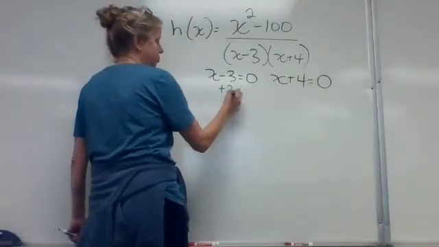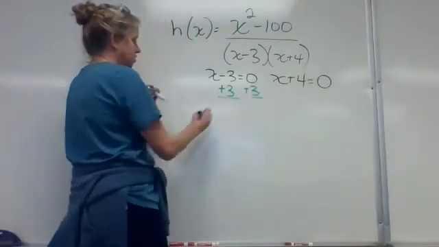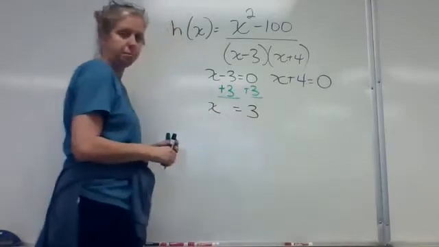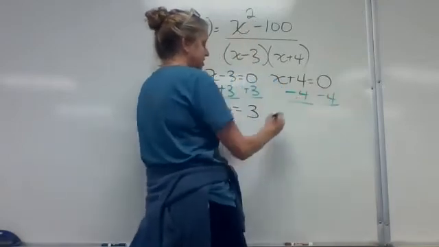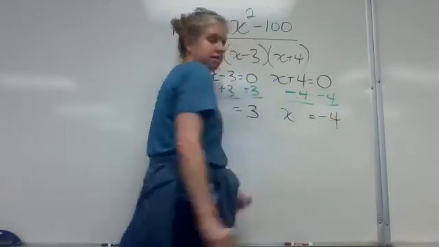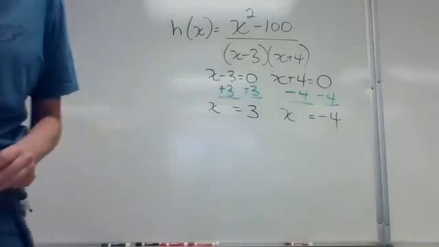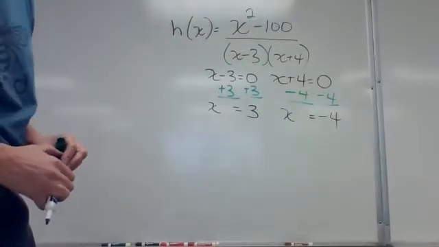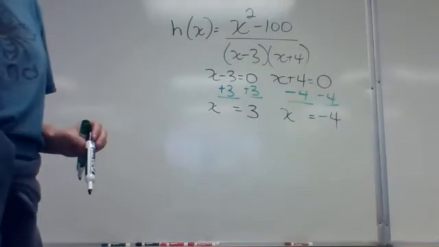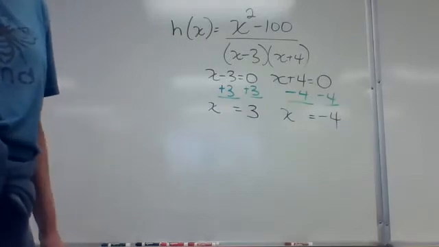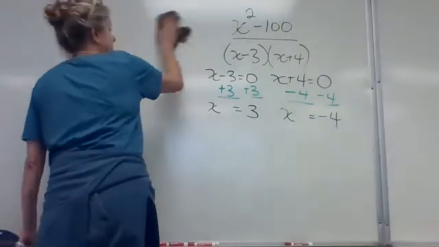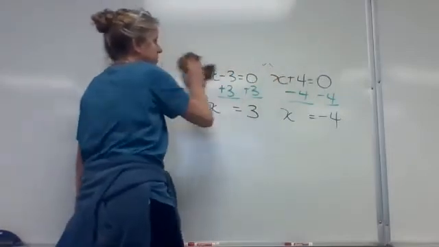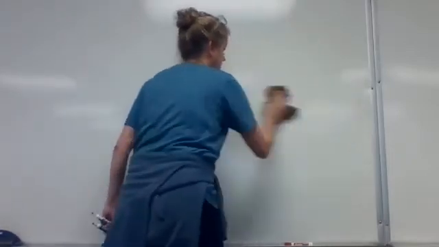So here I would add the 3 to both sides. So x equals 3. And here subtract the 4 from both sides. So x equals -4. So those are your two vertical asymptotes. X equals 3 and x equals -4. Number 18.